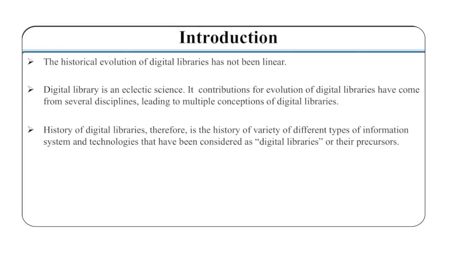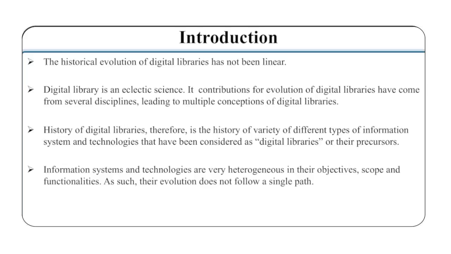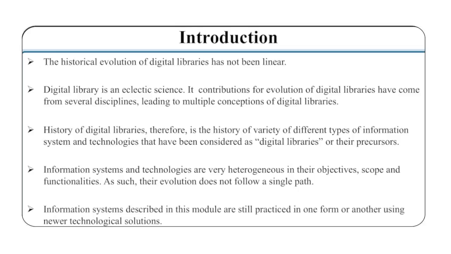History of digital libraries, therefore, is the history of variety of different types of information system and technologies that have been considered as digital libraries or their precursors. These systems and technologies are very heterogeneous in their objectives, scope, and functionalities. As such, their evolution does not follow a single path. It can be observed that most of the systems described in this module are still practiced in one form or another using newer technological solutions and have applications in diverse fields of information management.